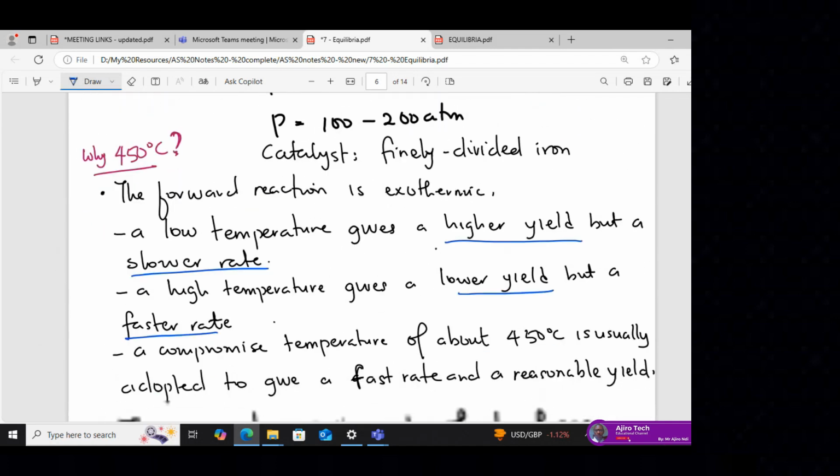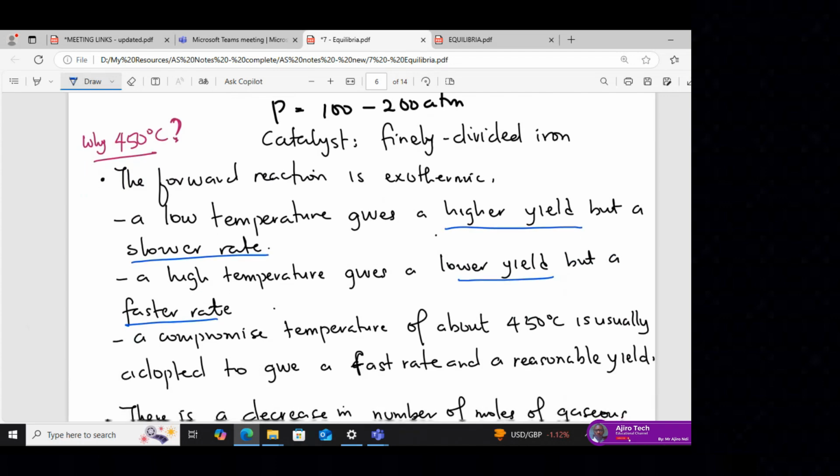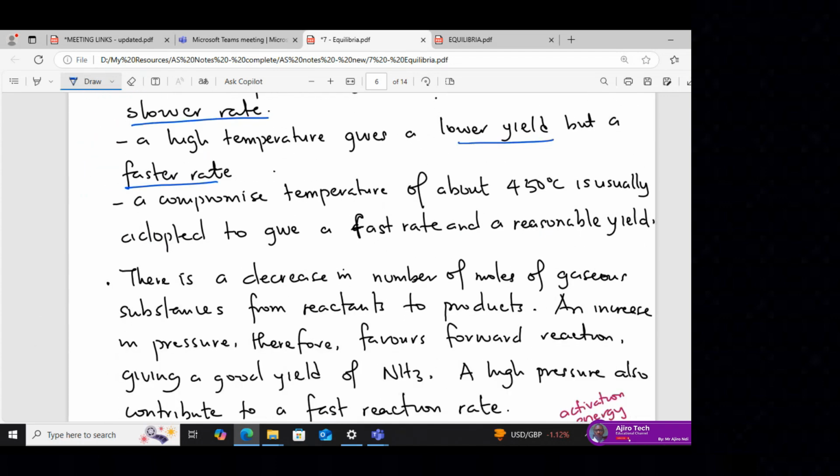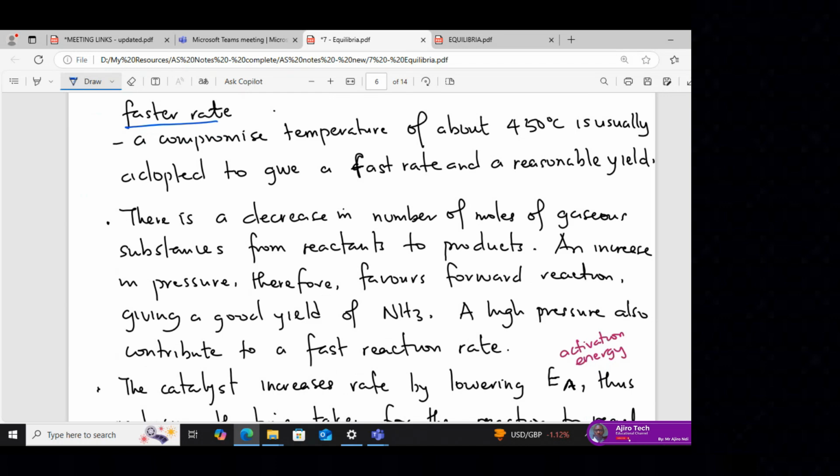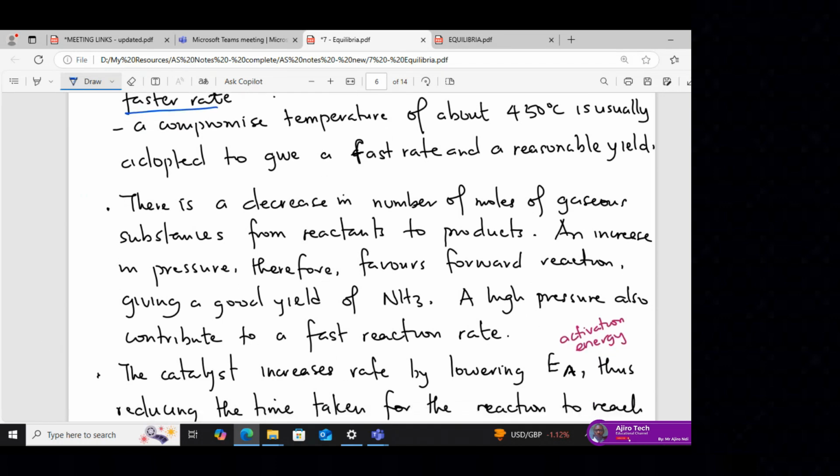Why do we choose 100 to 200 atm? Why the pressure? Can you read it? From here. Why that pressure? There is a decrease in the number of moles of gaseous substances from reactants to products. An increase in pressure, therefore, favors the forward reaction, giving a good yield.